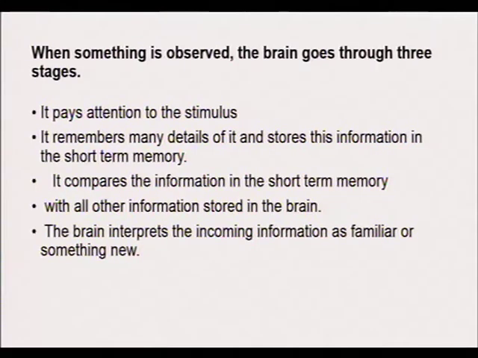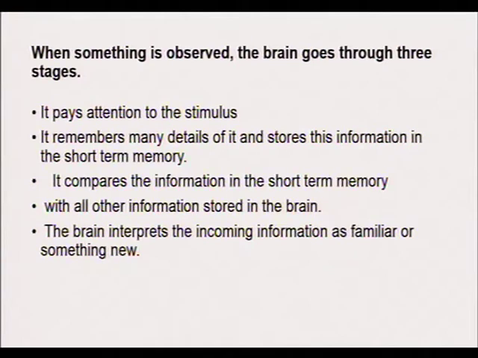When something is observed, the brain goes through 3 stages. It pays attention to the stimulus. It remembers many details of it and stores this information in your short-term memory.